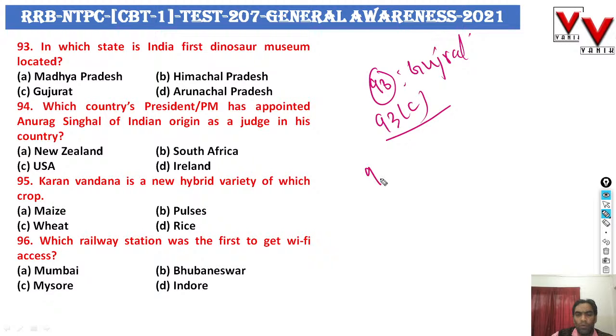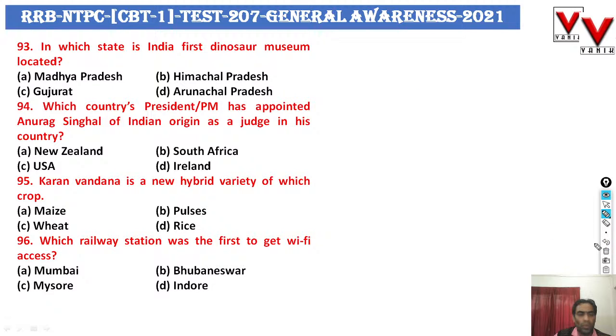Okay, 94. We are going to discuss the 94th question: which country's president has appointed Anurag Singhal, of Indian origin, as a judge in his country? That is the USA. The USA president has appointed Anurag Singhal as a judge of the federal judiciary. So the right answer is USA. 94, right answer is C only.